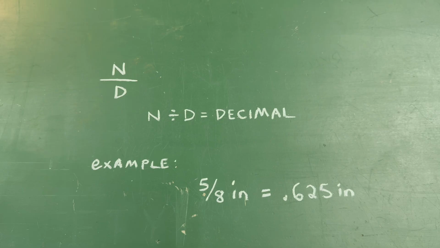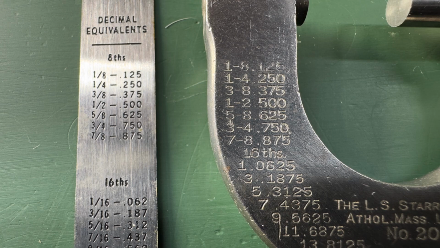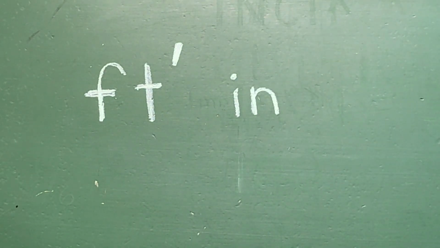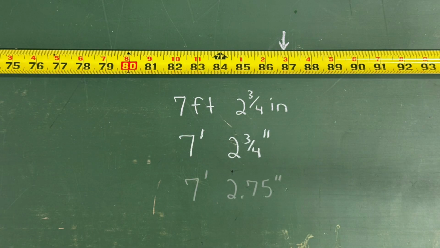When expressing inch-based measurements with a coworker, keep in mind fractions can always be converted to decimal form by dividing the numerator by the denominator. Some tools have the decimal to fraction conversion printed on them for quick reference. The single apostrophe is sometimes used to express feet, while a double apostrophe is used for inches. For example, these all read 7 feet, 2 3/4 inches.